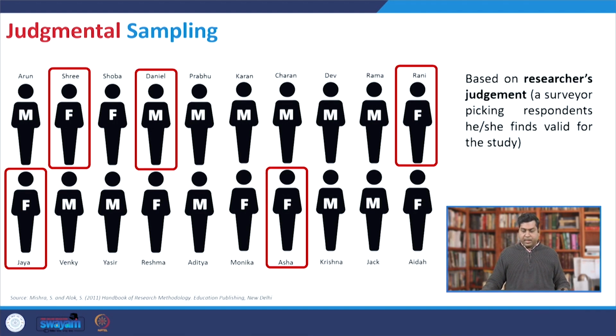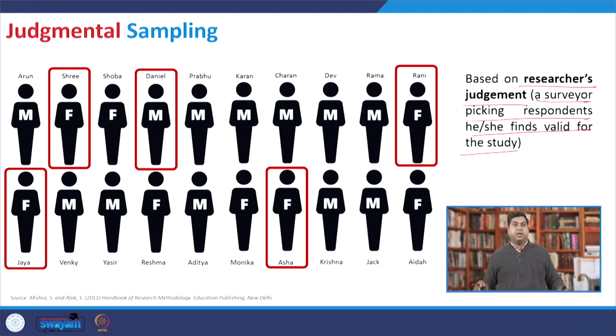Next one is about judgmental sampling. In this case, it is based on the researcher's judgment, say a surveyor picking respondents he or she finds valid for the study. So what exactly does that mean? In convenience sampling, I see the first 5% who are willing to do the work, and I need only 5 samples, so let us complete it.